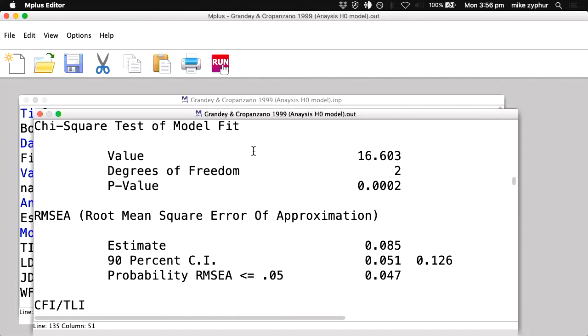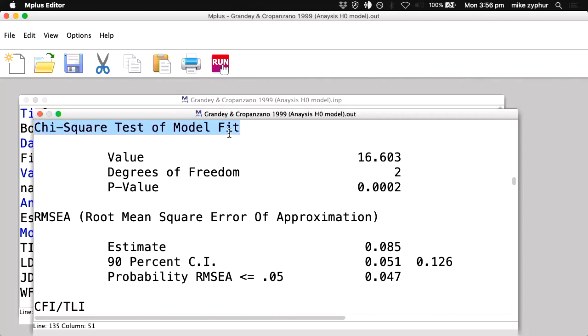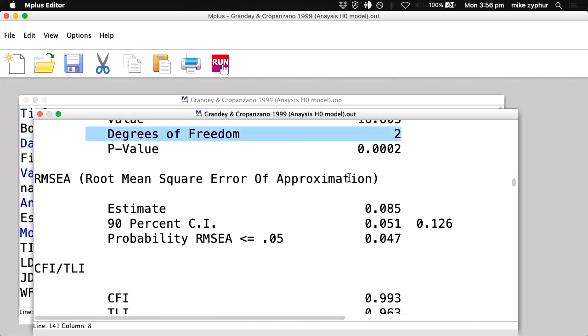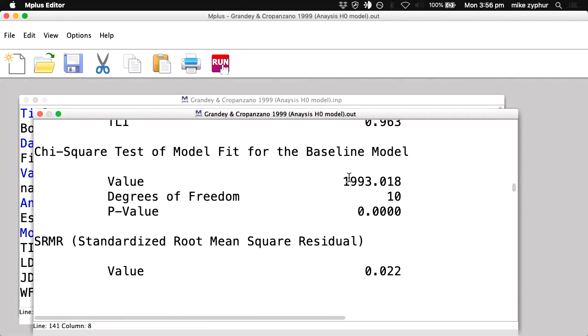And, oh, this is interesting, chi-square test of model fit. Well, where does that come from? It gives us a chi-square value and a p-value, and it says degrees of freedom 2. And then it's got these other fit indices. Look at this. Chi-square test of model fit for the baseline model. What does that mean? I don't know what it means, but that's a small p-value. Can we make sense of that?